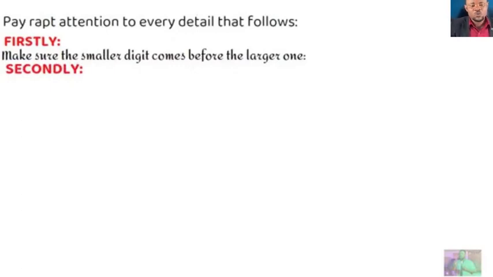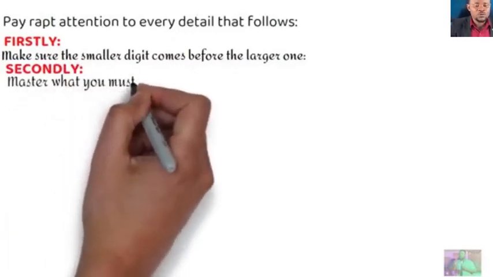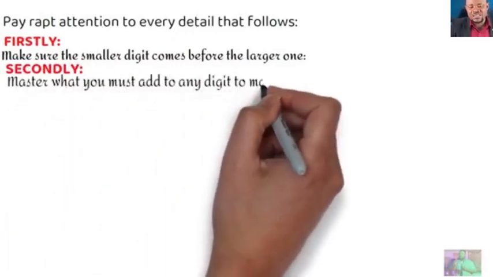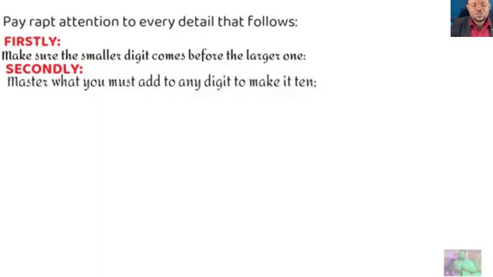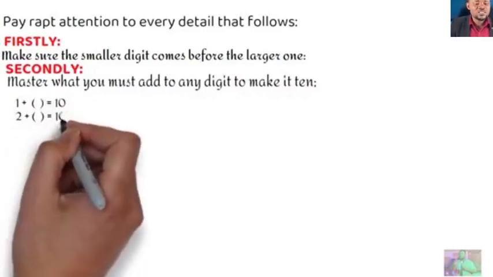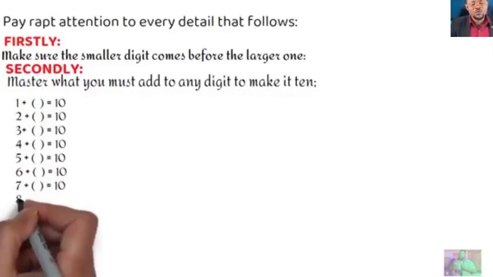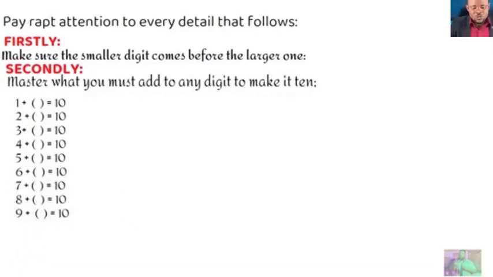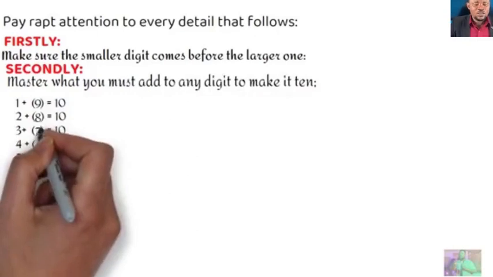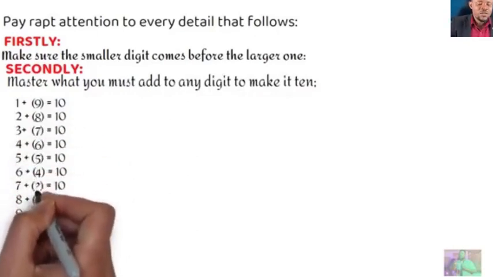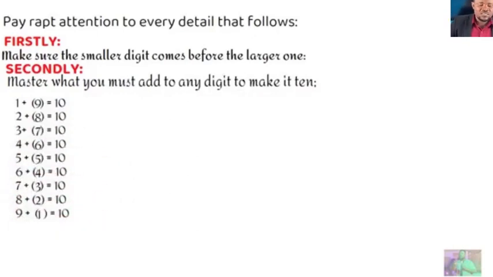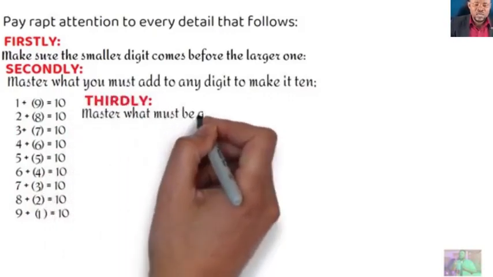The second thing to take particular note of is that you master what you must add to the first number to make it 10. You'll see that very soon. So I'm giving you 1 to 9 now. What do I add to 1 to make it 10? 2 to 1, up to 9. What do you add? See the answers I've given. If you have not mastered this, you will have issues with what I'm going to be showing you next. You must know what to add to a digit to get 10.